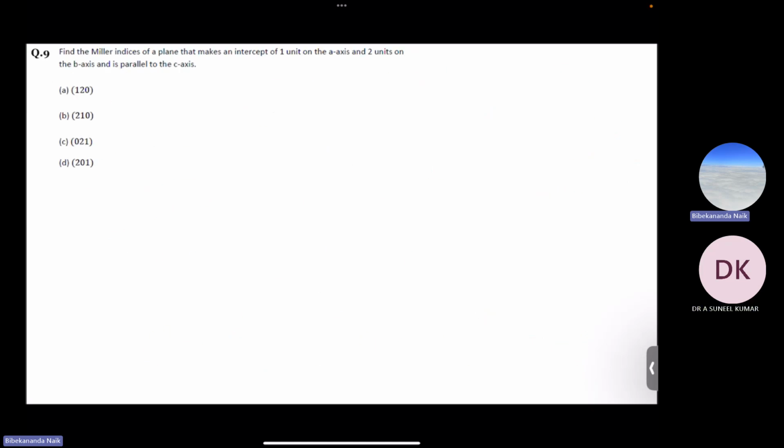Question number 9 says, find the Miller indices of a plane that makes an intercept of 1 unit on the A axis and 2 units on the B axis and is parallel to the C axis. The options are option A 120, option B 210, option C 021, or option D 201. So this question is based on calculation of Miller indices. We have solved a few questions in the previous interaction session also, and I had already mentioned how we will calculate the Miller indices. So I'll give you a few minutes to write this question and then I will discuss.